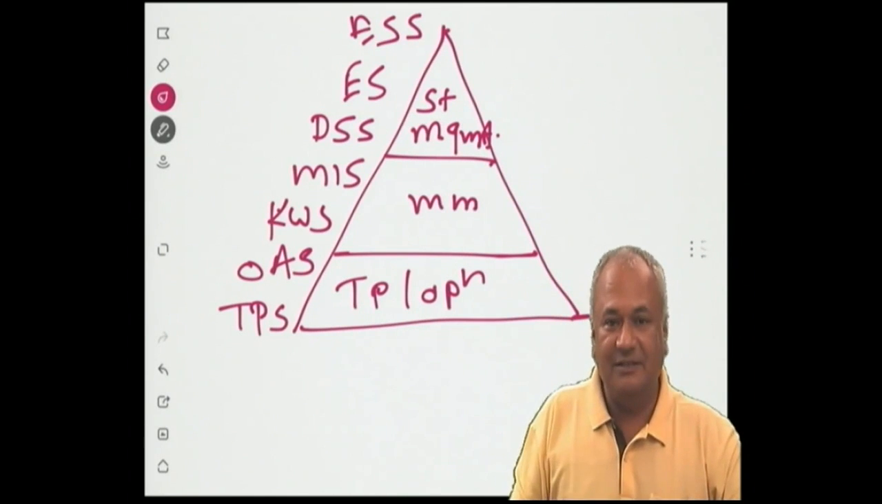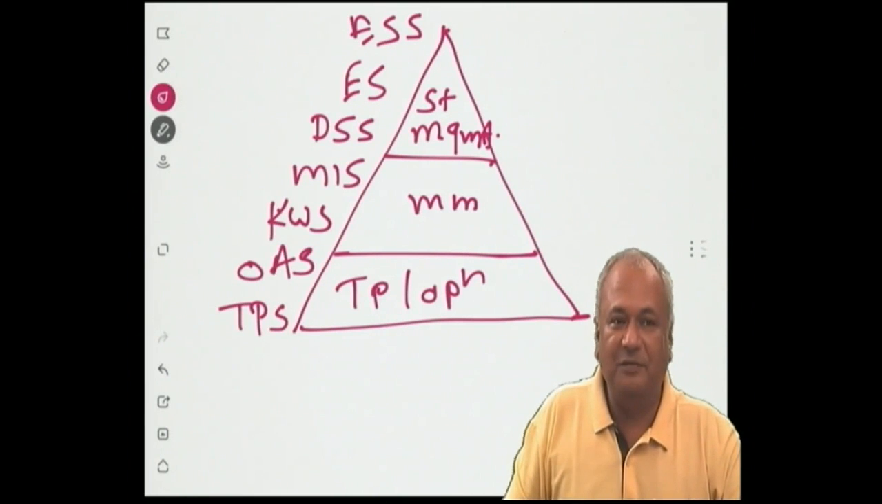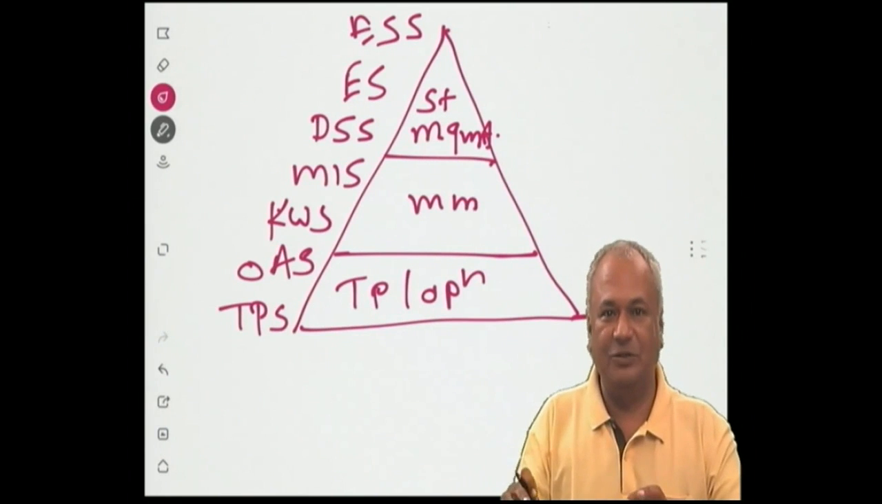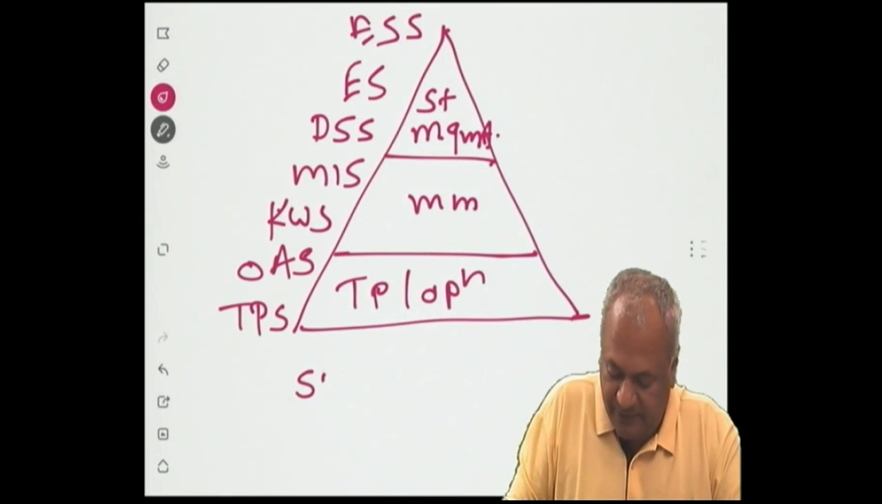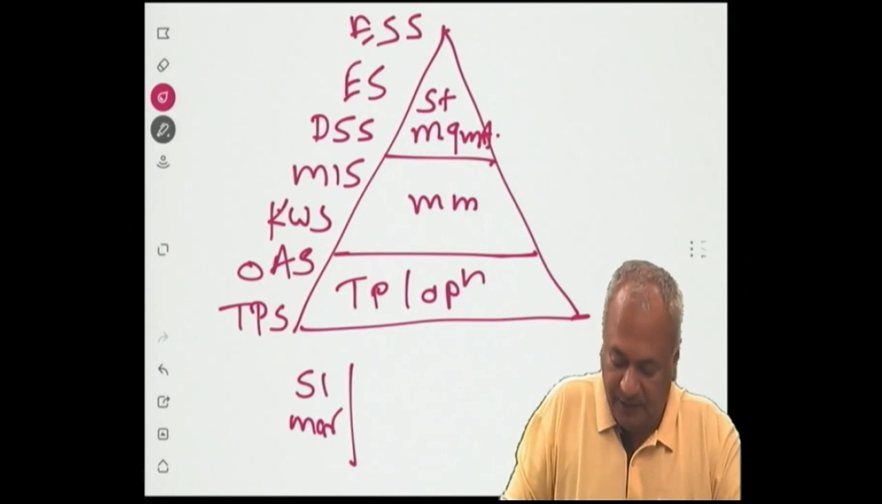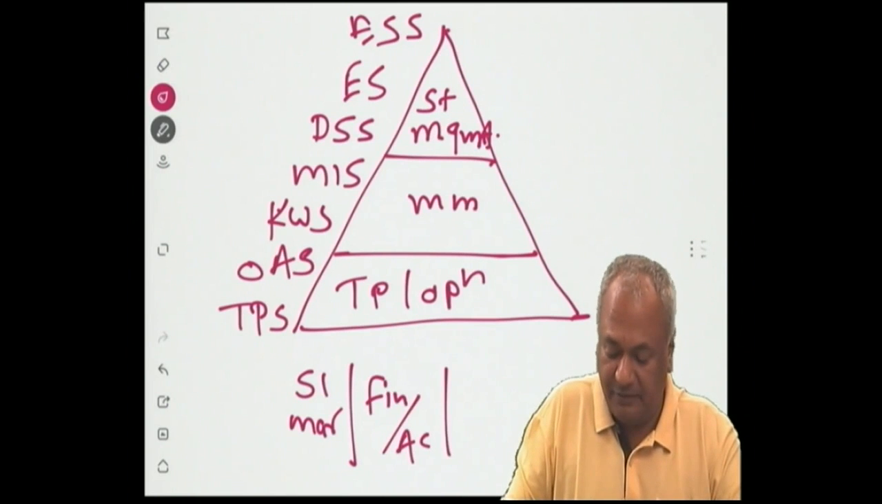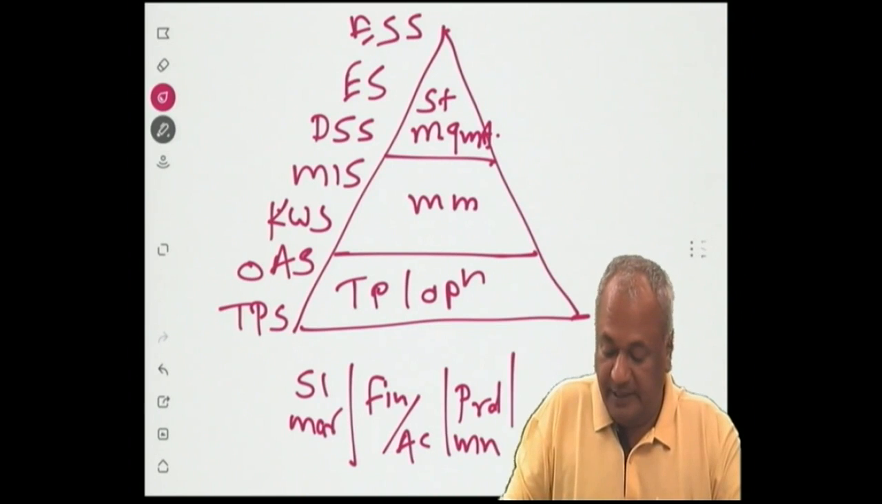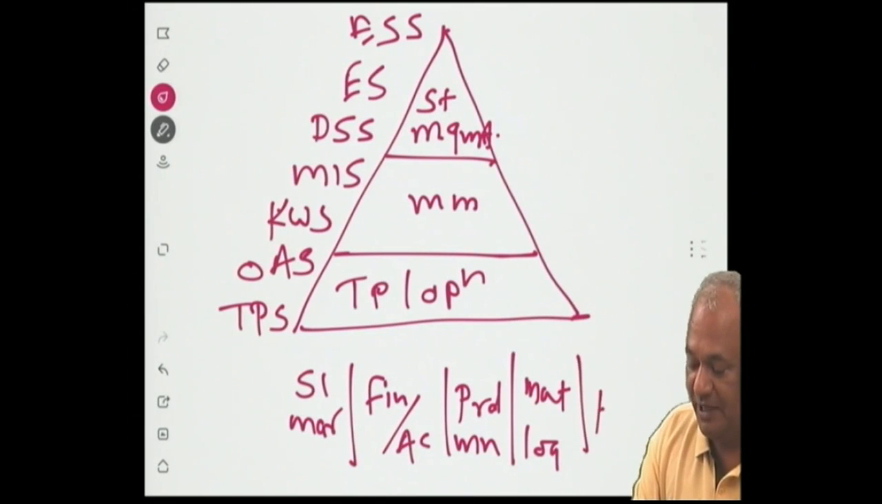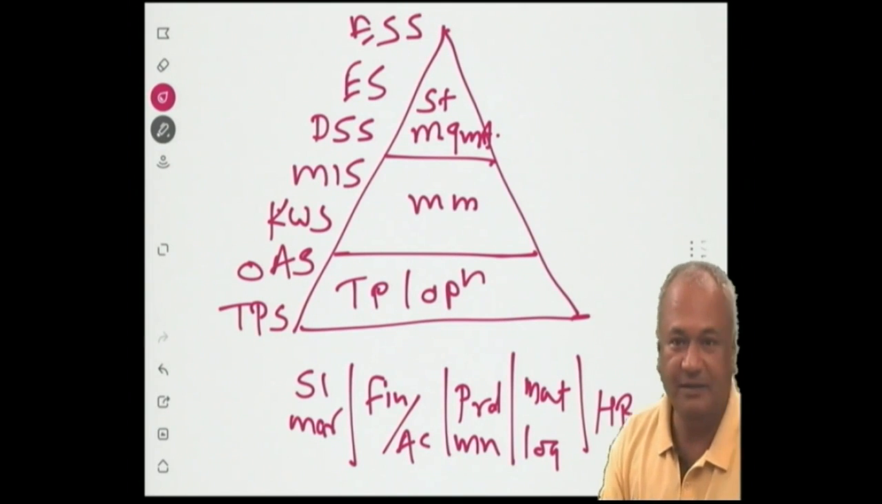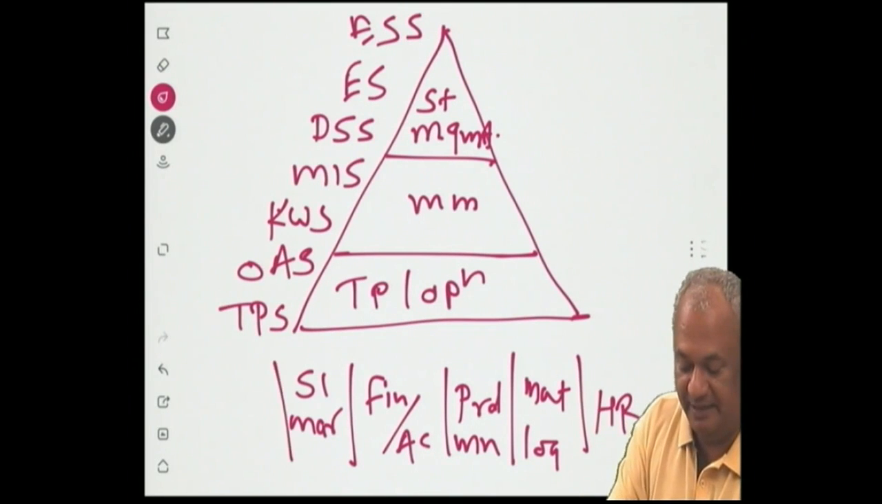Now in the organization, we also have different functions. Let me categorize those functions for you. I'll write them here. We have sales and marketing as one function we can think about. Then we have, say, finance and accounts. Then we have production or manufacturing. Then we are looking at material and logistics, and we are also looking at HR. In some departments, we can think about R&D.